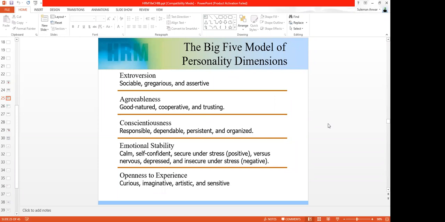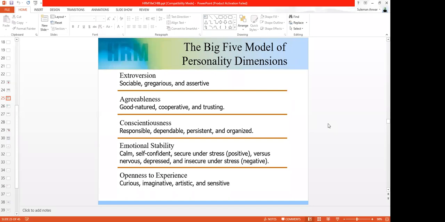The first one is extroversion, which includes sociable, gregarious, and assertive. Then agreeableness, which means good-natured, cooperative, and trusting. We can also discuss conscientiousness, which means responsible, dependable, persistent, or organized. Emotional stability includes being calm, self-confident, and secure under stress, which is the positive trait, versus nervous, depressed, and insecure under stress, which is the negative aspect. Then there is openness to experience, which means the person is very curious, imaginative, artistic, and sensitive.